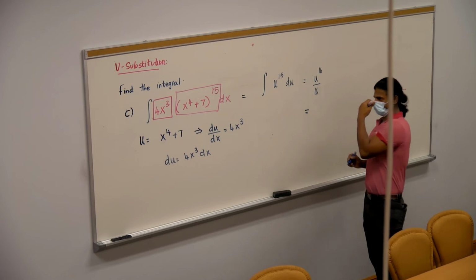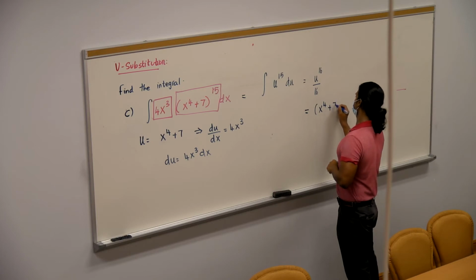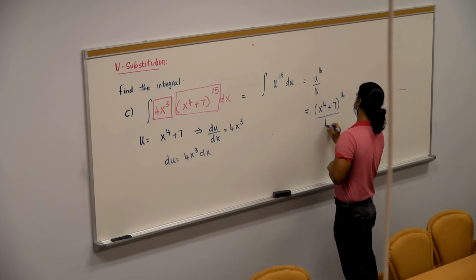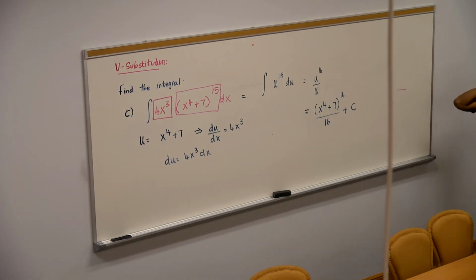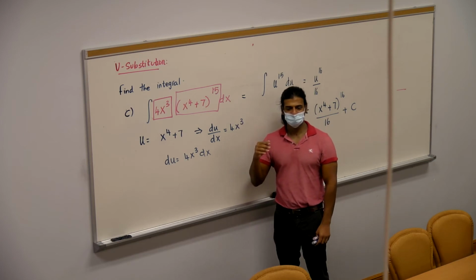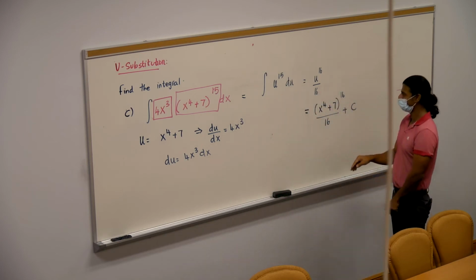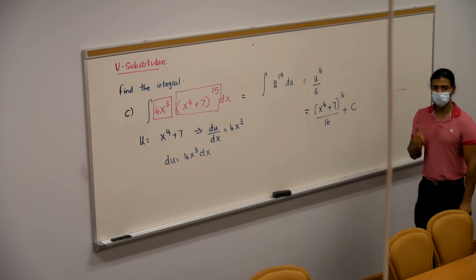Don't leave the answer as is, you've got to rewrite it in terms of x, so x raised 4 plus 7 raised 16 over 16 plus c. So which is easier, using U-substitution or sitting and foiling everything and taking the integral? If you've got nothing else to do, go for this, right? But we all have something else to do always. So in a problem like this, it is very important to think of U-substitution.